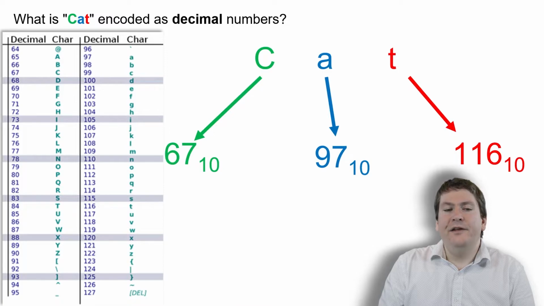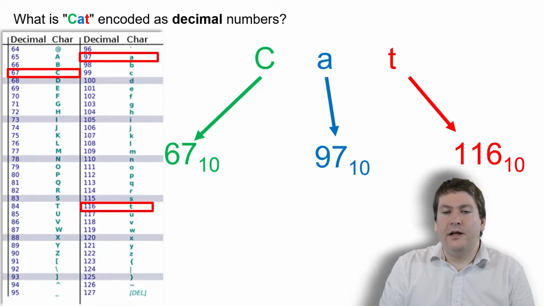So how did I do this? Well, I looked at the ASCII table. I looked up capital C is 67, lowercase a is 97, and lowercase t is 116. So a key thing here is remembering that there's a difference between capital and lowercase letters. If we were storing this on a computer, the computer would then go a step further and turn those decimal numbers into binary.